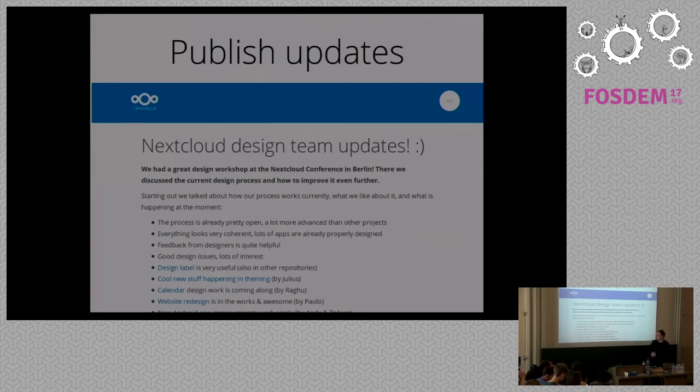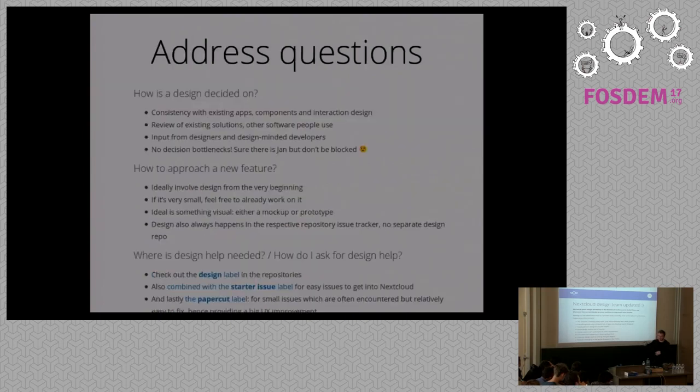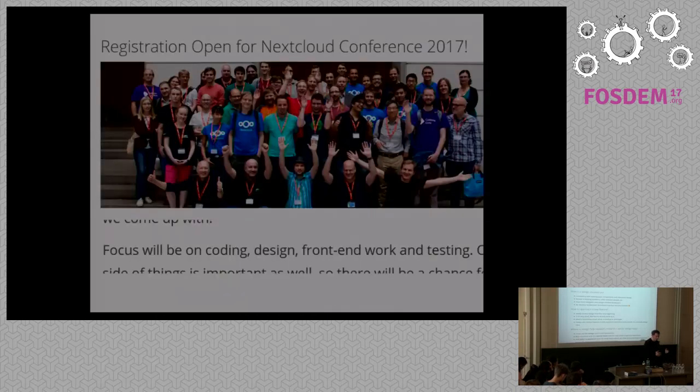Sometimes we have design team updates, like when we had a discussion at the conference, we had a bunch of info, how to get involved, some feedback, what was good, and then also we had three good questions that we discussed. For example, how is the design decided on? How to approach a new feature? And where is design help needed? Or how do I ask for it as an app developer? If it's discussed in this way at a developer meeting or developer designer contributor meeting, then it's good to notice where you lack things and how to improve things.